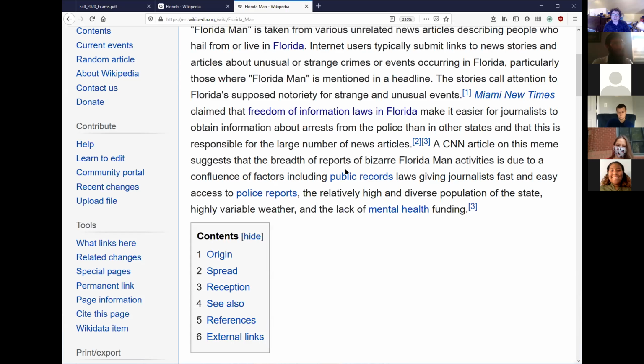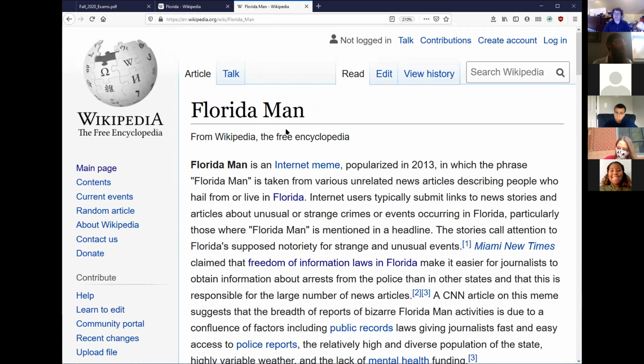basically suggests it's a combination of that public records access by journalists, so journalists are easily able to report again. The relatively high and diverse population of the state, so lots of people, lots of different people. Weather makes people do crazy things. And of course, just like everywhere in the United States, a lack of mental health funding. So Florida has these transparency laws, which actually kind of influenced the way that government worked for a while.